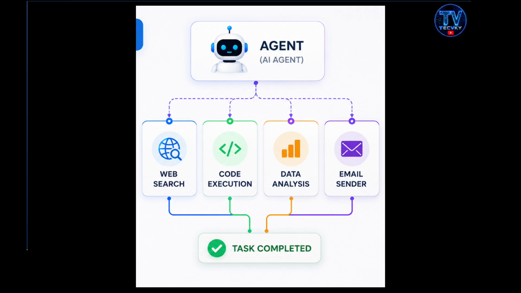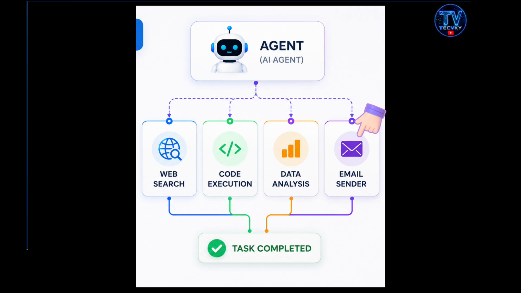If calculations, automation, or programming tasks are required, the agent can use a code execution skill. This enables the AI to write and execute code, process files, and automate workflows. Okay. If large amounts of data need to be analyzed, the agent can activate a data analysis skill. It can identify trends, generate reports, and extract insights from datasets. And if the final result needs to be delivered to someone, the agent can use an email sending skill. The AI can automatically compose and send emails.